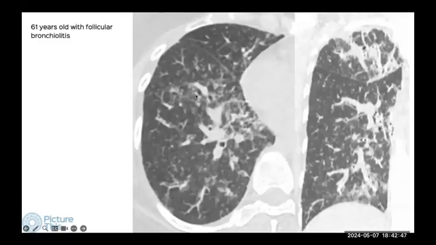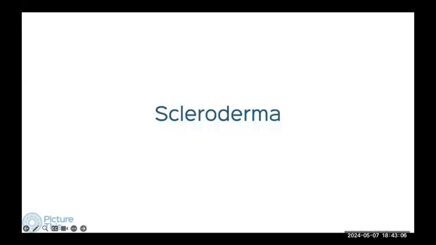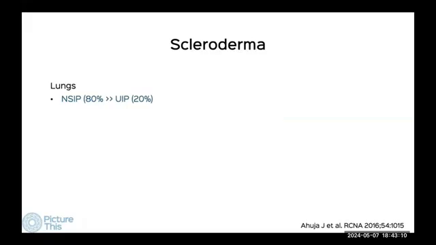This is a patient of RA with extensive peribronchial thickening, distal branching, centrilobular opacities, and nodules, and this suggests follicular bronchiolitis. This is a patient of RA who has these necrotic lung nodules, which I biopsied, and this was consistent with necrobiotic nodules. We then come to scleroderma, where NSIP is commoner than UIP.